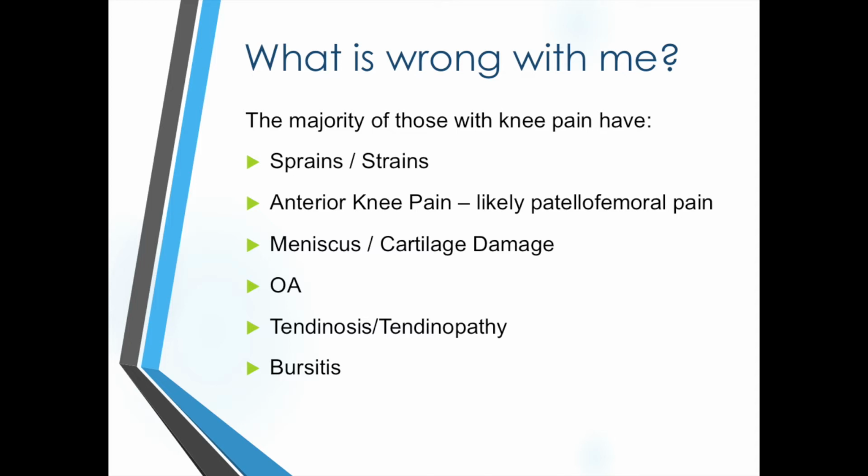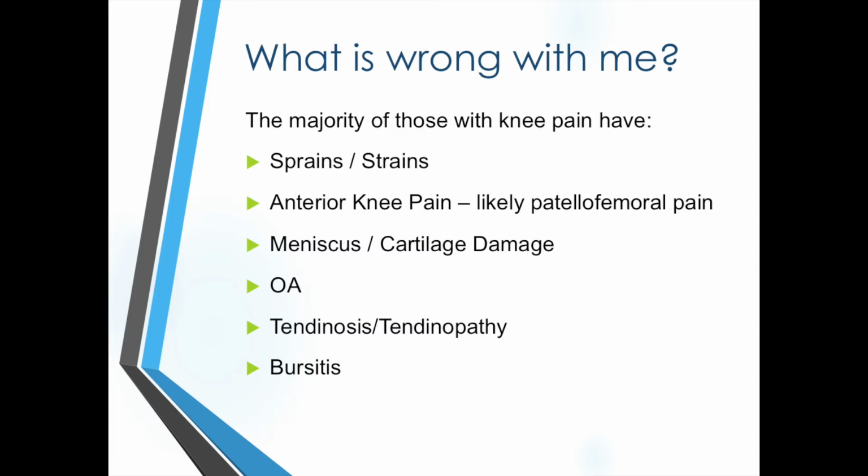Meniscus or cartilage damage. This can be done through injury or can be age-related. Similarly, OA is normally age-related changes to the cartilage, bone and the joint capsule. And if you want any more information on osteoarthritis, then have a quick look at our OA videos, which are on the channel.